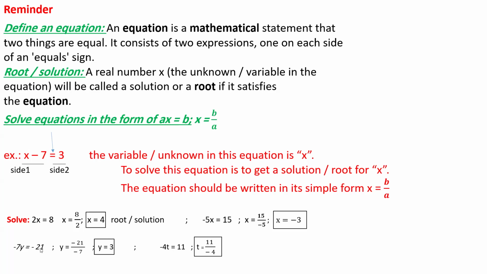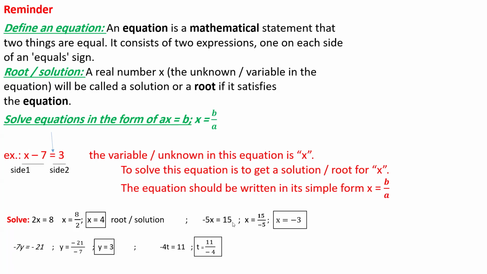-7y = -21. So this is a simple equation form. a is -7 and b is -21. So the variable y = b over a, -21 over -7. So y is equal to 3 in a box.